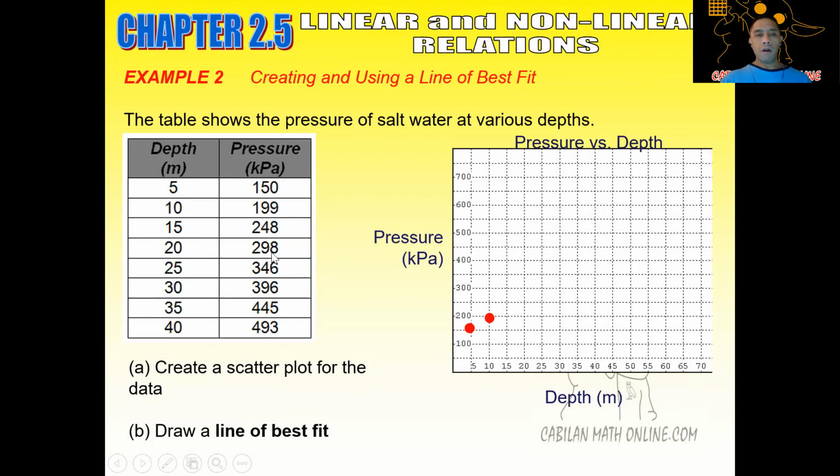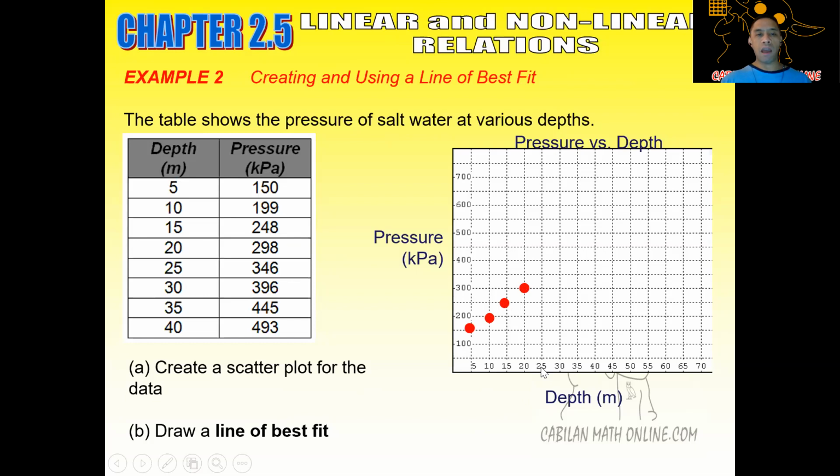Okay. All right, and then we have 15 and 248. So if you look at 248 and you really think about it, that's close to 250. So that's right there. Okay, and from there we have 20 and 298, which is close to 300. Okay, and I think you guys get the general point there.